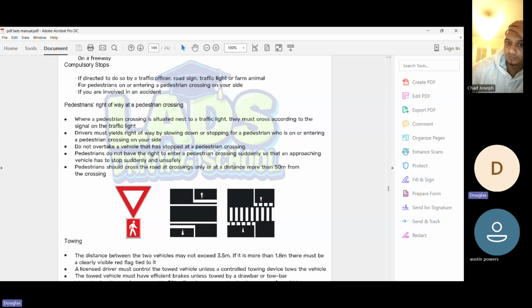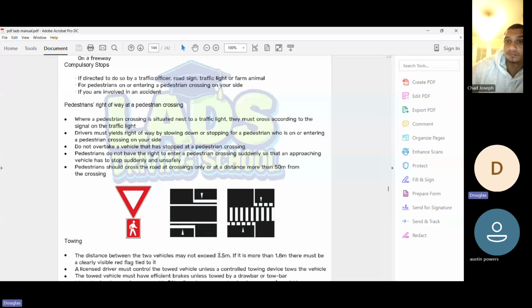This one is telling you need to stop because there is a solid line in front of you. It's telling you need to stop here. Check if there's pedestrians. If there isn't, you can cross. But if there's pedestrians, you need to stop, allow them to pass.